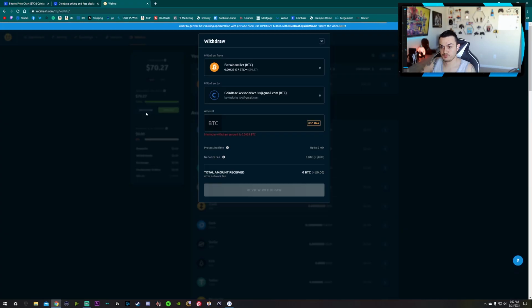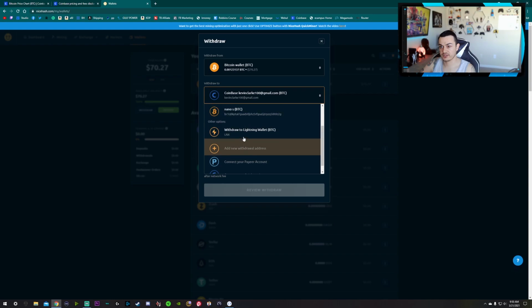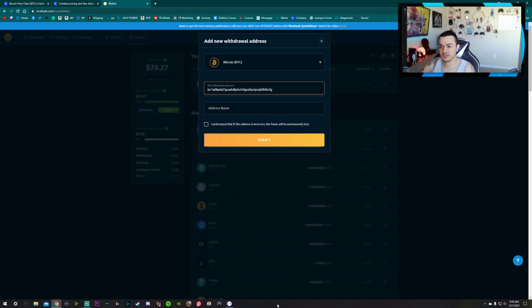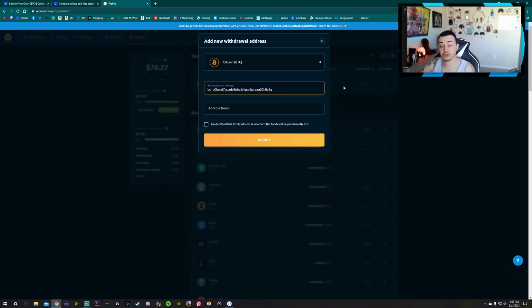But if I go to withdrawal, let's go ahead and add a new address, and we're going to paste in the deposit address that I got out of my Ledger software. If you have a Trezor hard wallet device, you'll have a similar application where you're able to send and receive cryptocurrency.